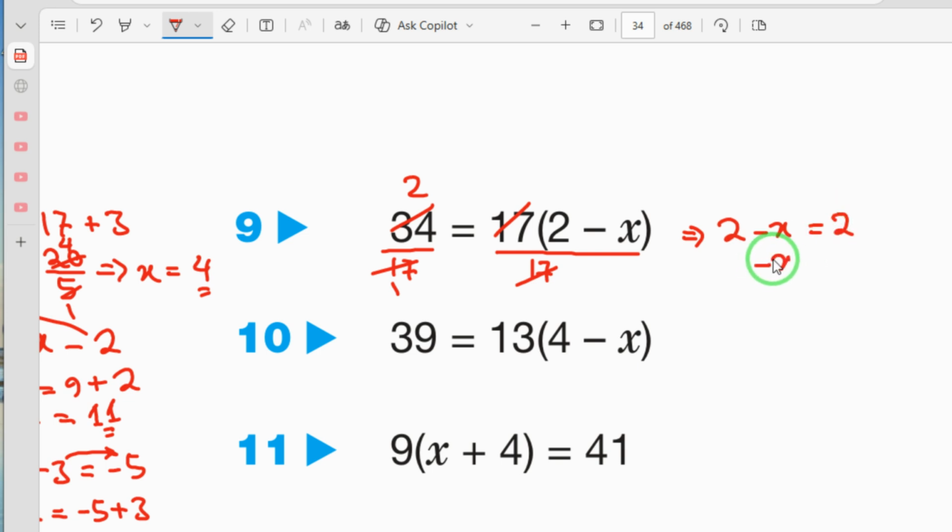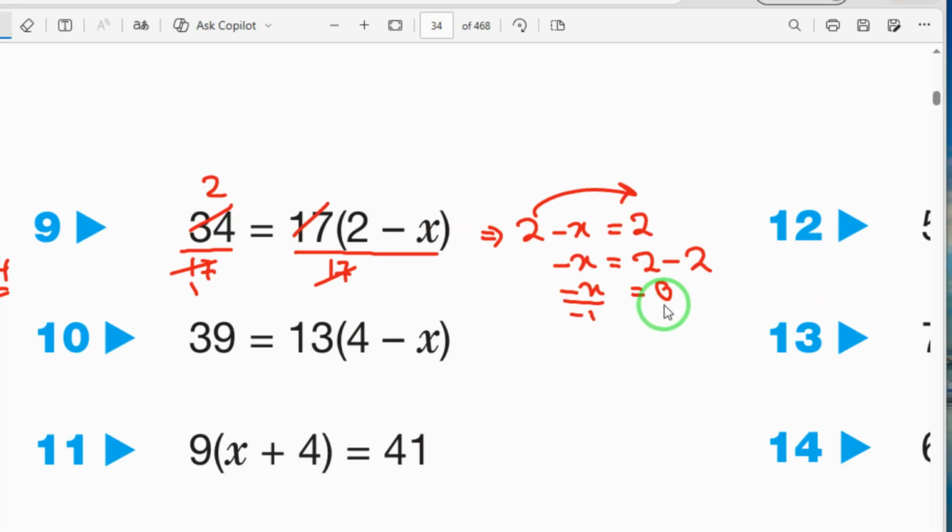Now we write minus x equal to 2. We bring this positive 2 to the right side, plus 2 becomes negative, minus 2. Then minus x equal to 2 minus 2, which becomes 0. We divide it by minus 1. So x equal to 0 divided by 1 equal to 0. 0 divided by any number, the answer is 0.